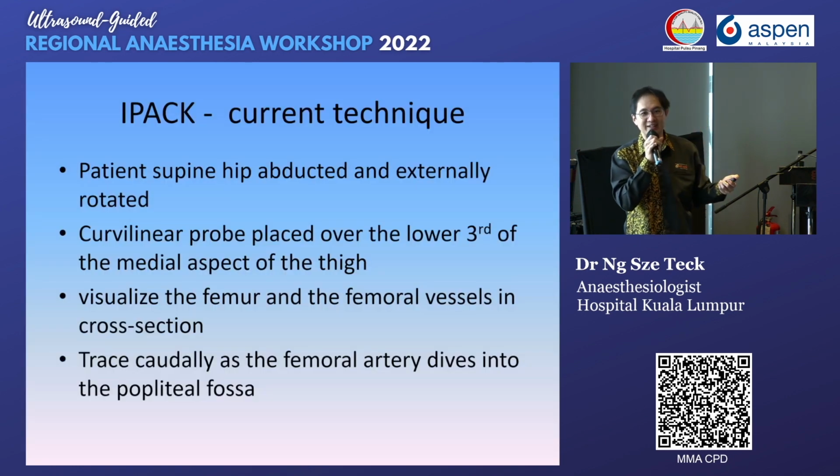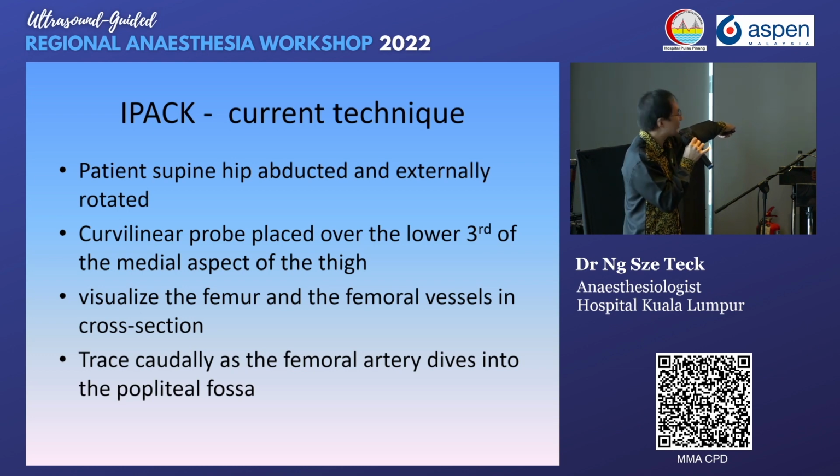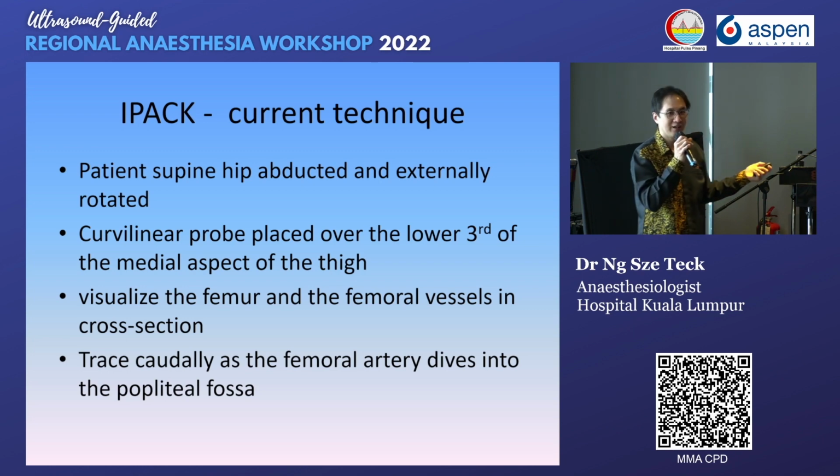But then they modified that technique. Now the technique is you put the patient in the supine position with the hip abducted and externally rotated. You use a curvilinear probe, not a linear probe anymore, and you place the probe over the lower third of the medial aspect of the thigh. You try to visualize the femur and the femoral vessels in cross section. Then you trace caudally until the femoral artery dives into the popliteal fossa. Like I said just now, from the adductor canal to beyond the hiatus, the femoral artery will become the popliteal artery. So this is the area where they are scanning.